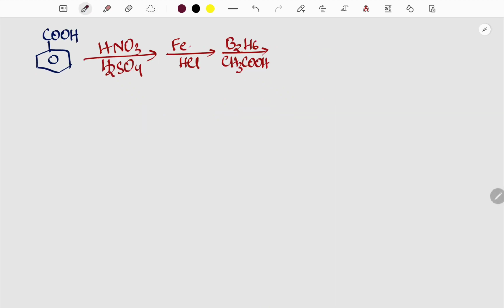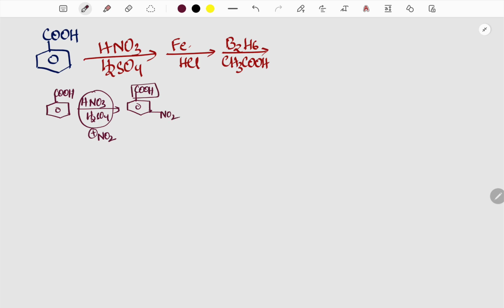Benzoic acid treated with HNO3 and H2SO4. From this mixture we get the electrophile NO2 plus. And this electrophile attacks at the meta position because COOH is a meta-directing group.